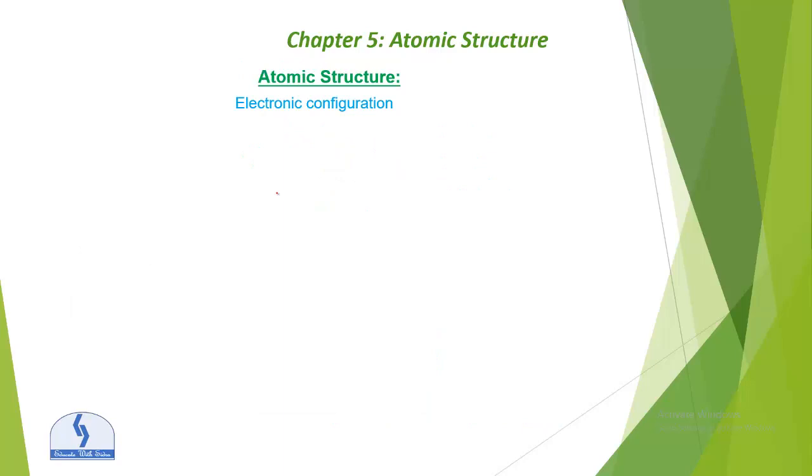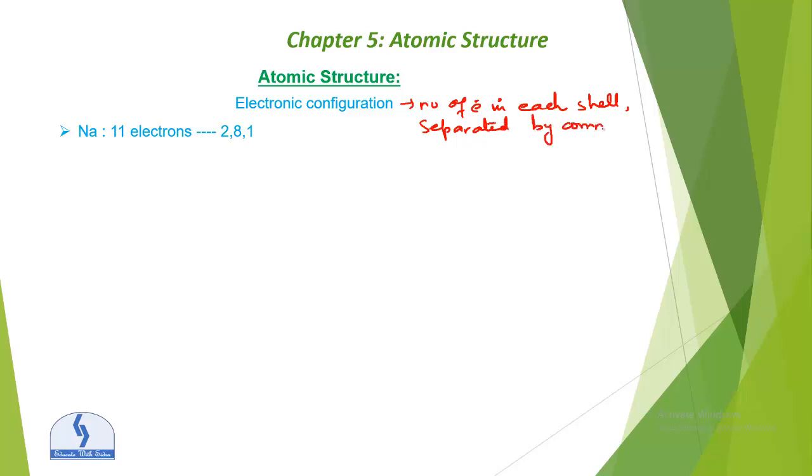Okay. Now the next topic is electronic configuration for sodium. We are discussing sodium here. What is electronic configuration? It basically shows the number of electrons in each shell separated by commas without spaces. Okay, I should write the definition here: number of electrons in each shell separated by commas without spaces.